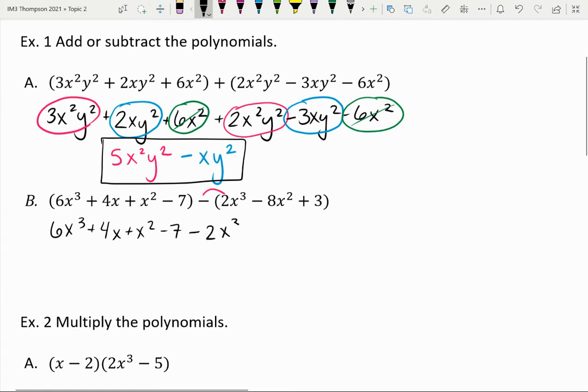negative 2x cubed, and a positive 8x squared, and then a minus 3. All the signs behind the negative in that set of parentheses are going to change. And that's the only part that's different about subtraction. The rest, combine like terms. Simplify.